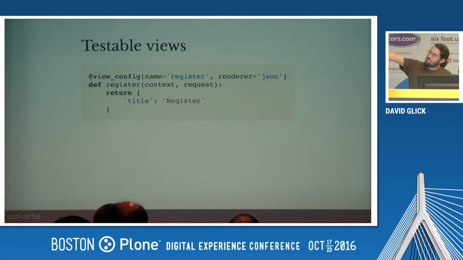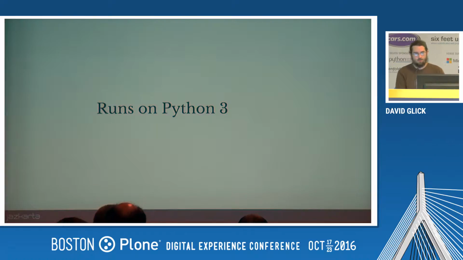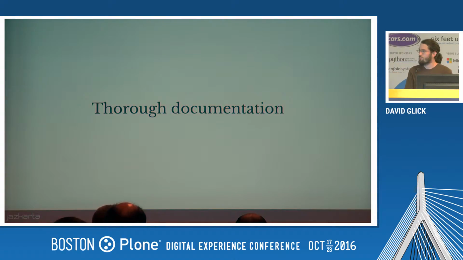There's a renderer that's mentioned in the view config. The dict that we return from the view is going to get passed to the renderer. It could be a JSON renderer, it could be a template, it could be something else, and that will take care of actually creating the response from what the view returns. A couple other things that Pyramid ticks the marks on: runs on Python 3, has really good documentation.